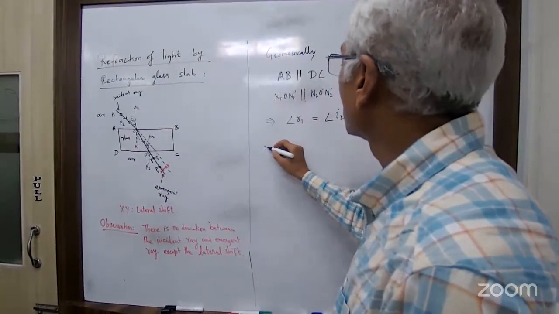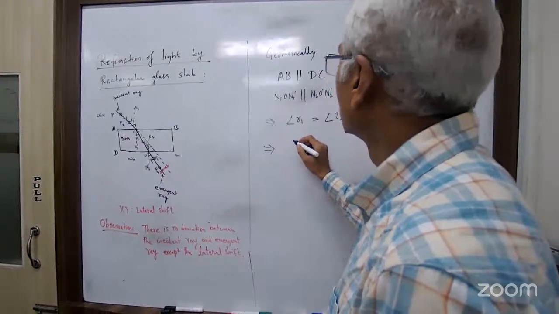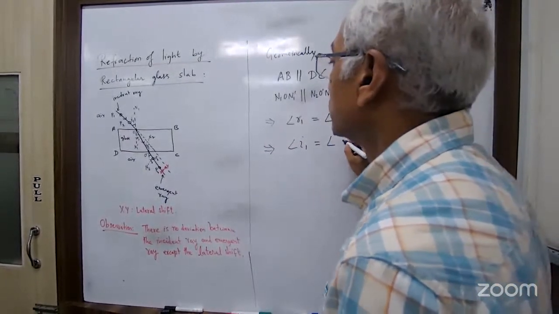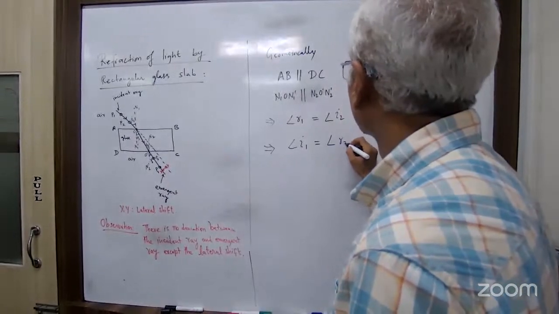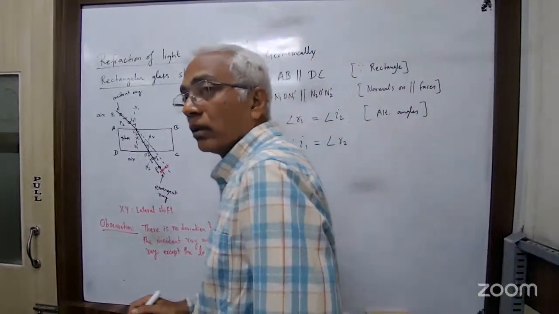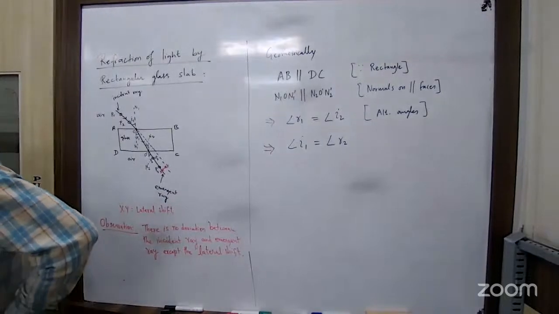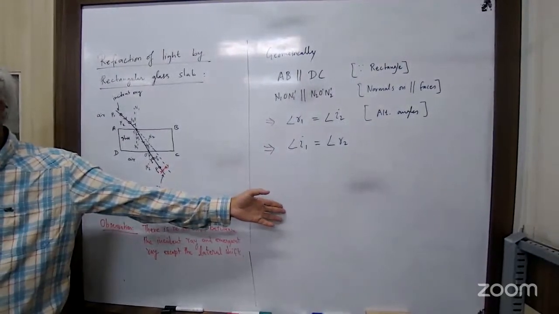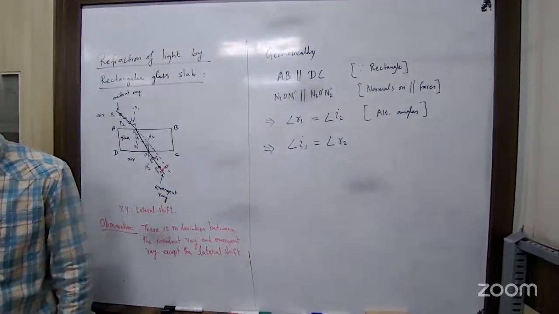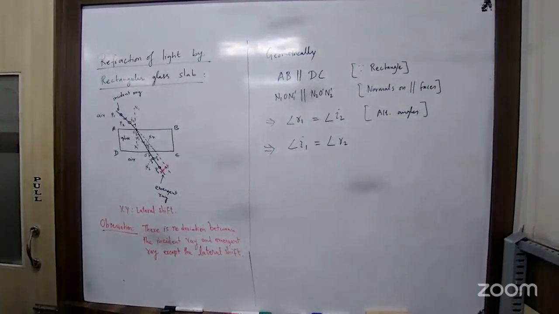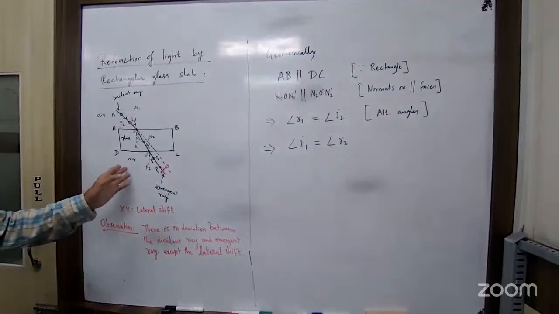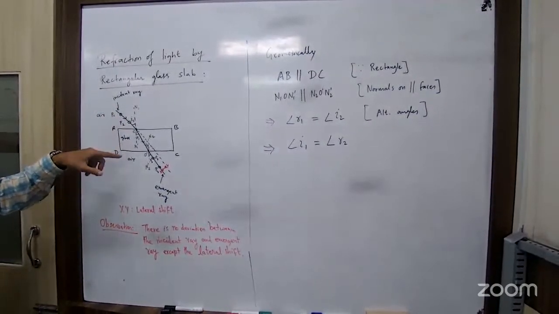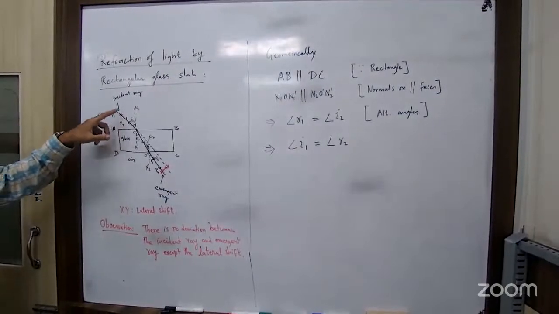So this corresponds to angle I1 must be equal to angle R2. Isn't it? If R1 is equal to R2, then I1 has to be equal to R2. Alternate exterior. Not alternative exterior. This is where properties of refraction, refraction taking place along the same pair of medium.